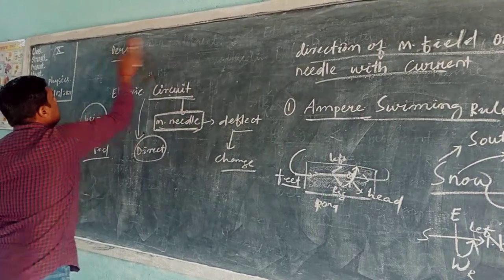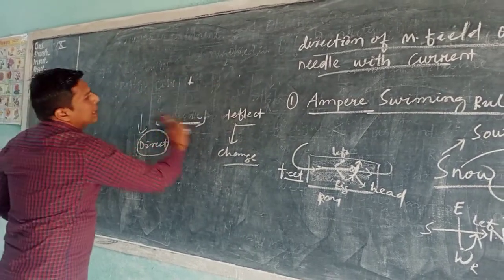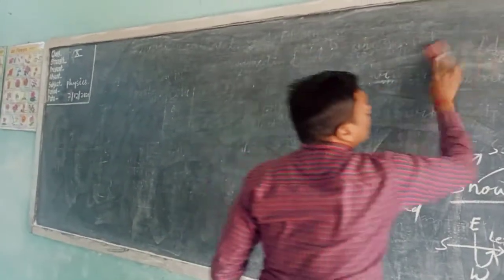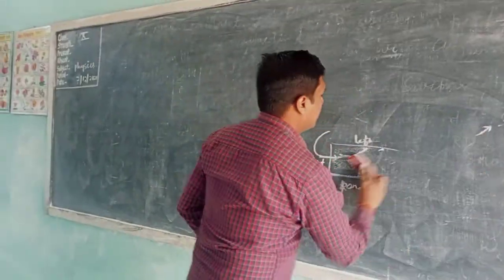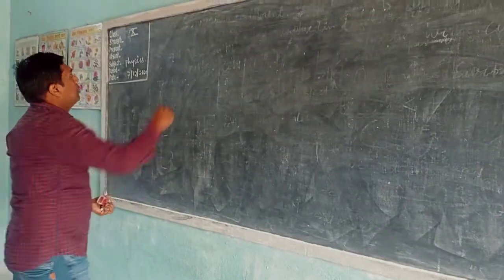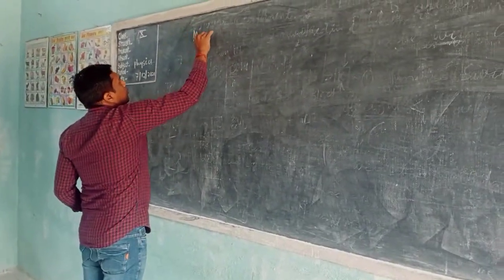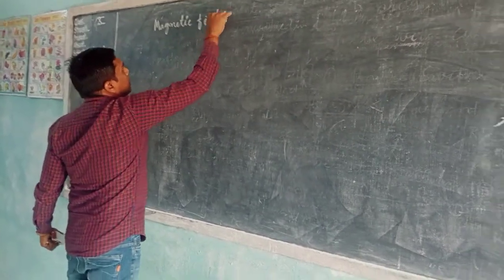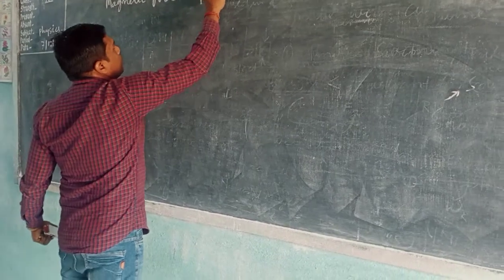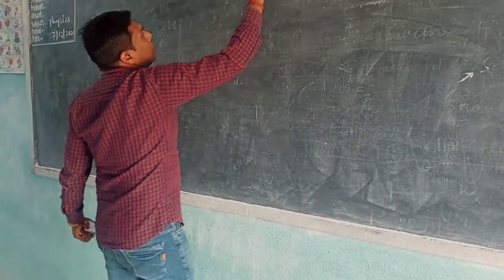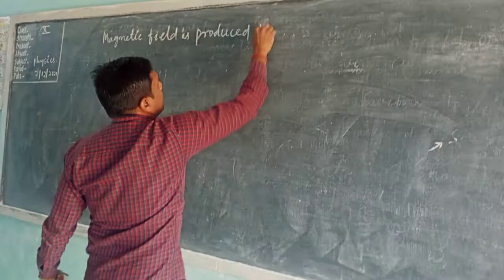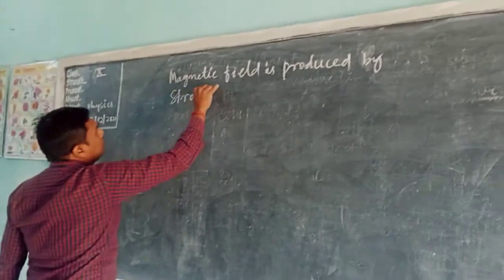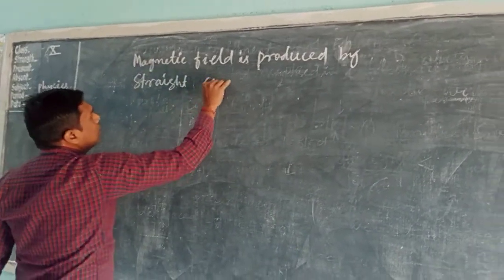Next, we will study how a magnetic field is produced by a straight conductor. Magnetic field is produced by a straight conductor. See here. Magnetic field is produced by a straight conductor.